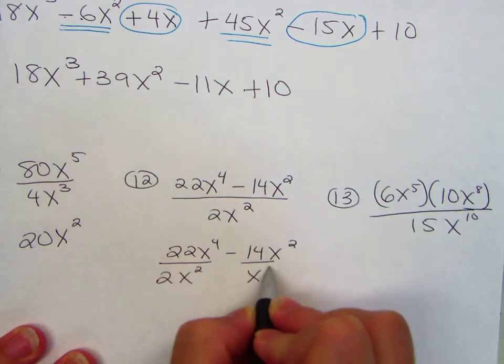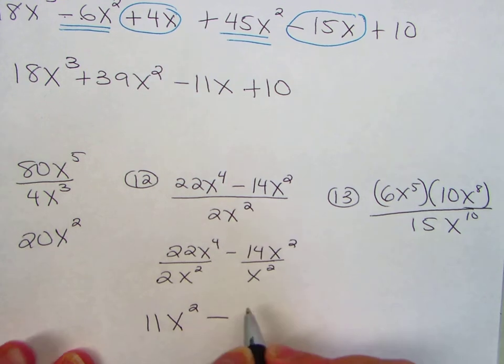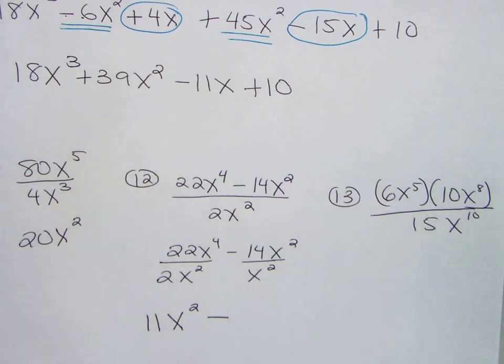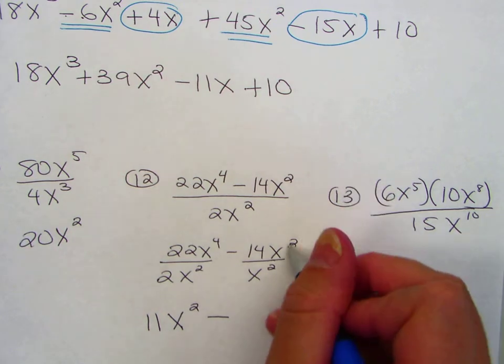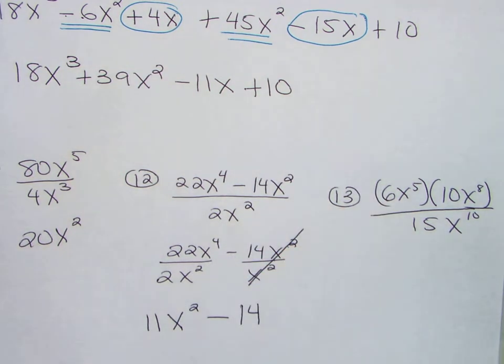And I like writing it like this to prevent mistakes. 22 divided by 2 is 11. X to the 4th, x squared, subtract, minus. Now, on the homework, this is where a lot of people made mistakes. X squared over x squared cancels out. You're left with 14. A lot of people put 14x. That x squared goes away. Anything divided by itself cancels to 1.